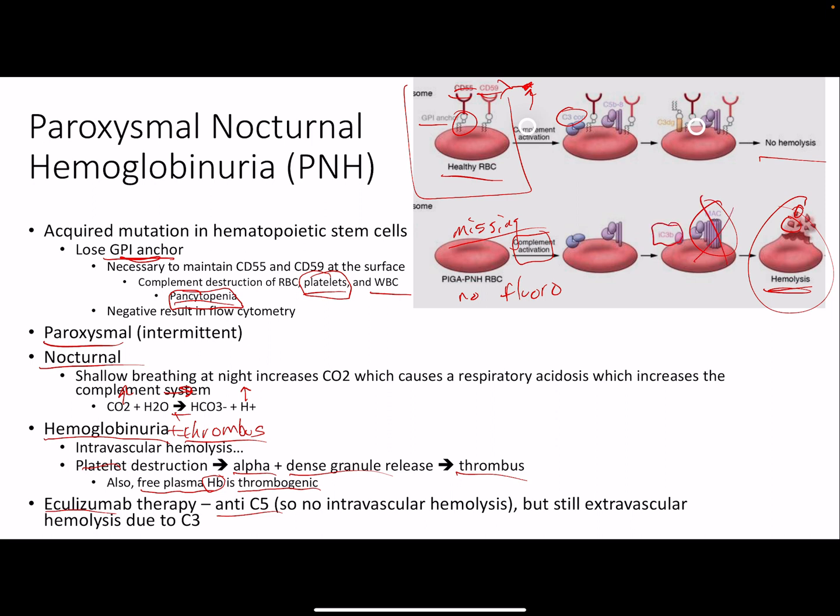So these will still go to the spleen, and then remember, this is the frog with the leash on it. The leash is the C3. The macrophages in the spleen at the cords of Billroth still might grab onto these red blood cells and destroy them. So we still might have some extravascular hemolysis. So it works, but doesn't work perfectly.